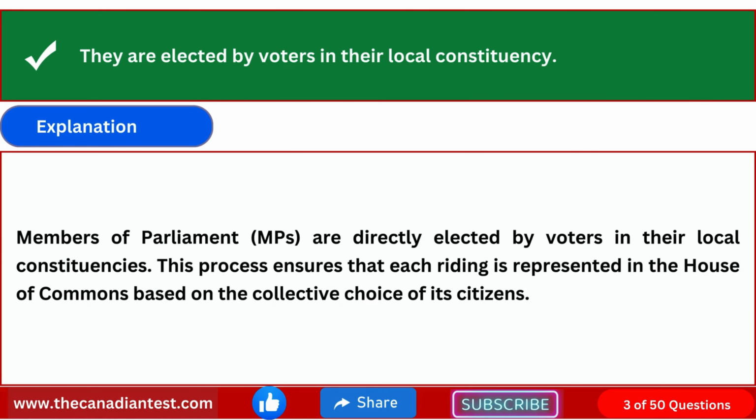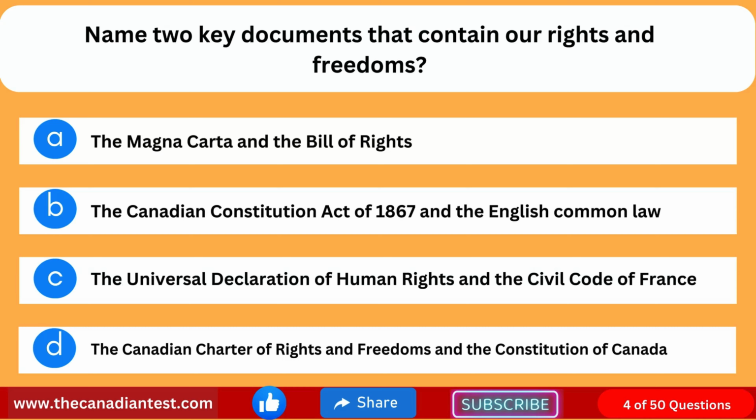The correct answer is they are elected by voters in their local constituency. Explanation: members of Parliament (MPs) are directly elected by voters in their local constituencies. This process ensures that each riding is represented in the House of Commons based on the collective choice of its citizens.